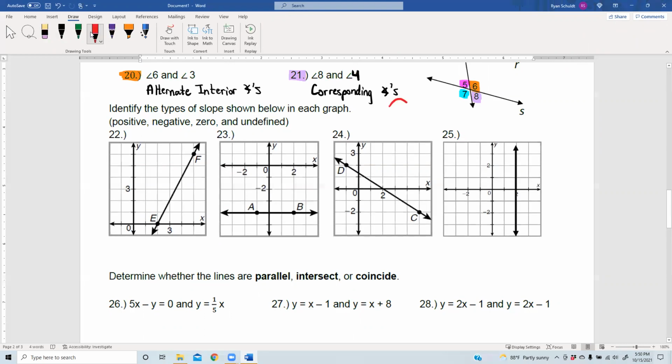So let's remind ourselves what's or who slope man is. Well, he's not that creepy looking. So he's got a positive eye. Negative eye. His nose is our undefined line. And his mouth is the one with 0 slope.